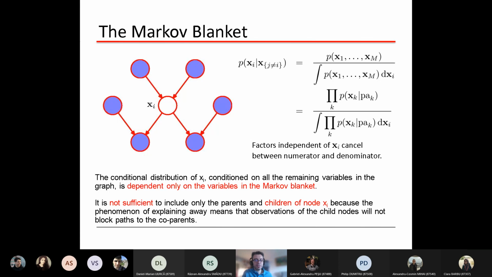And the last thing we discussed is called the Markov blanket. Do you know what the Markov blanket is? From KRR?